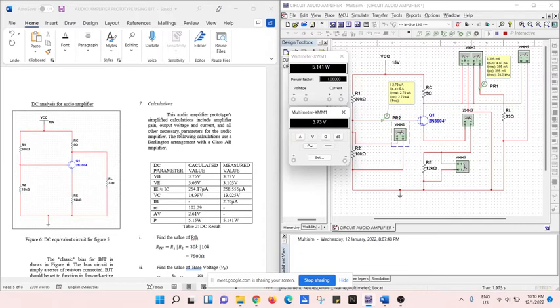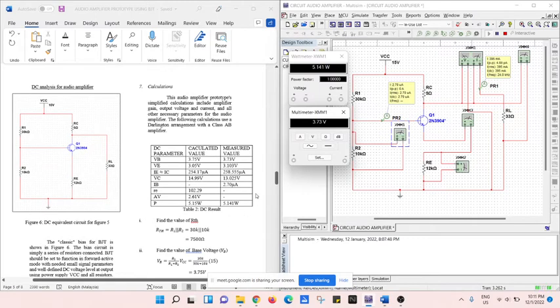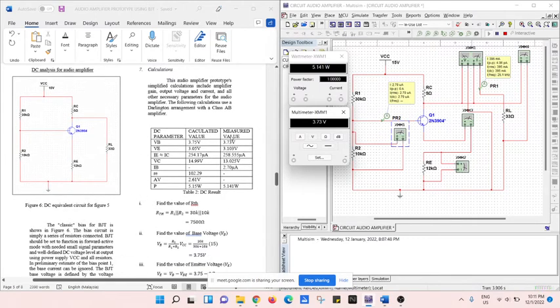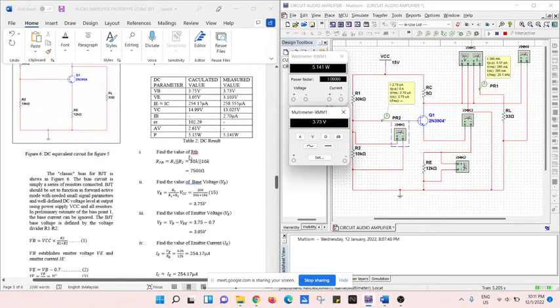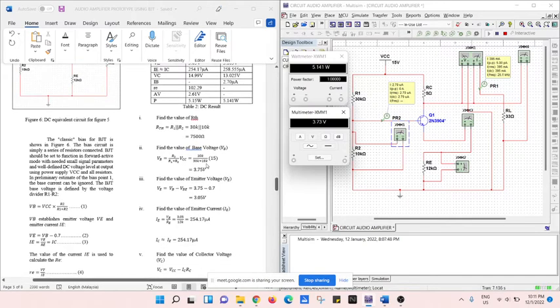Okay. This is a calculation that I already simplified. This is the table for the calculated value and measured value comparison for both. To find the value of RTH, RTH is equal to R1 parallel R2. The value that I get is 7500 ohm. Next, find the value of base voltage VB. VB is equal to R2 divided by R1 plus R2 times VCC. The value that I get is 3.75 from the calculation, and from the measured value I get 3.73 volt.